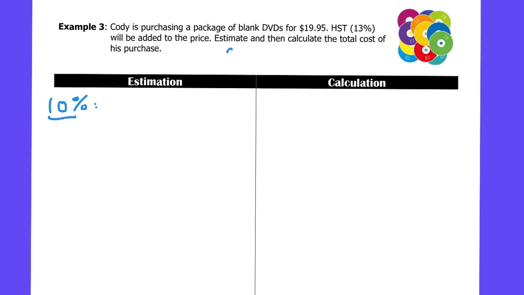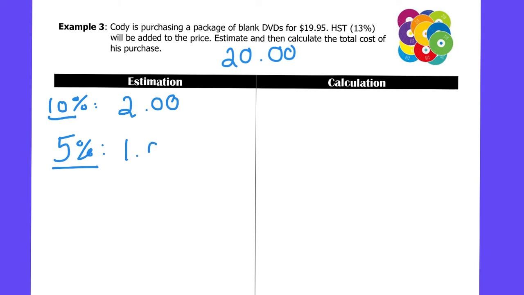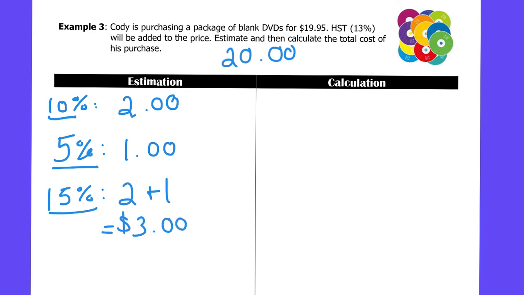So first of all, actually, I'm just going to change this to $20 rather than work with that $19.95. So we'll change it to 20. So if we move the decimal place one to the left, that just gives us $2. So 5% is just half of that number, so $1. And our step 3 is to always add the things that we got in step 1 and step 2. So our 15% is 2 plus 1, so that's $3. So that's our tax.